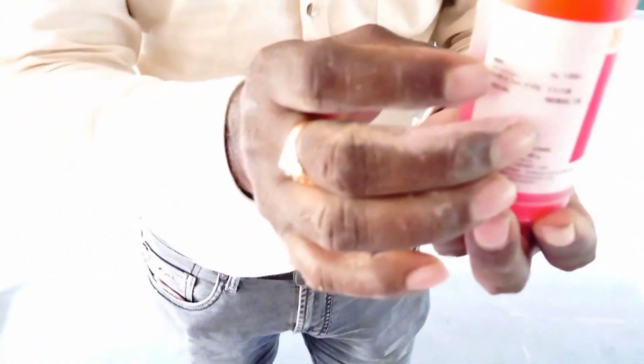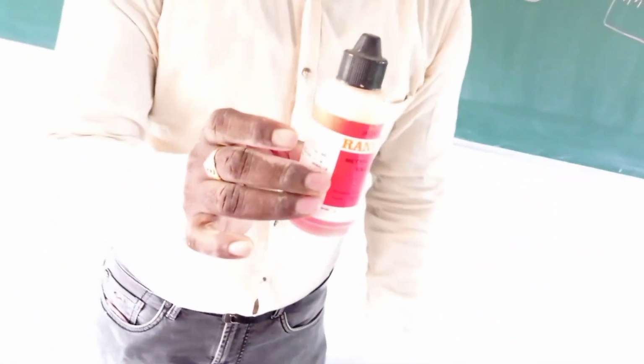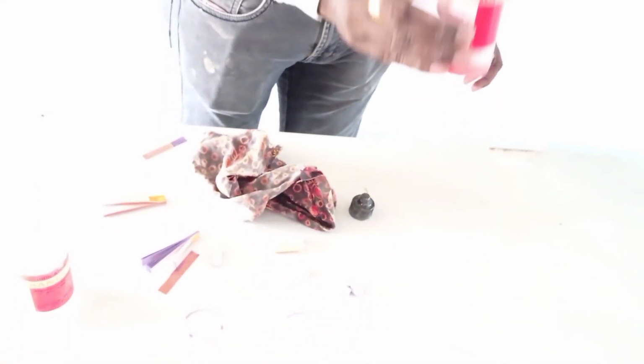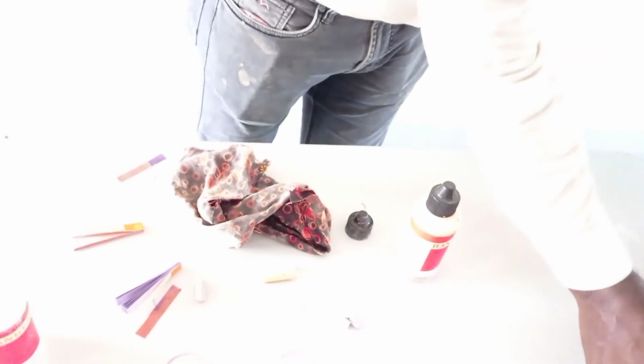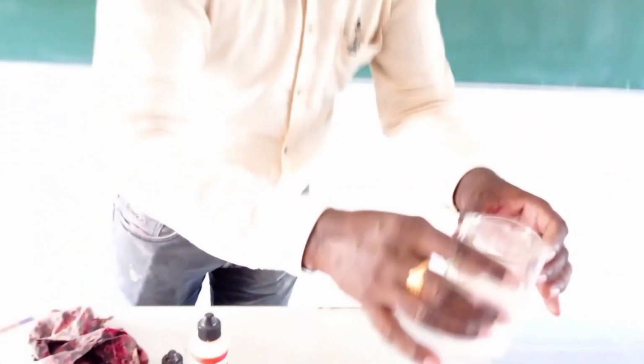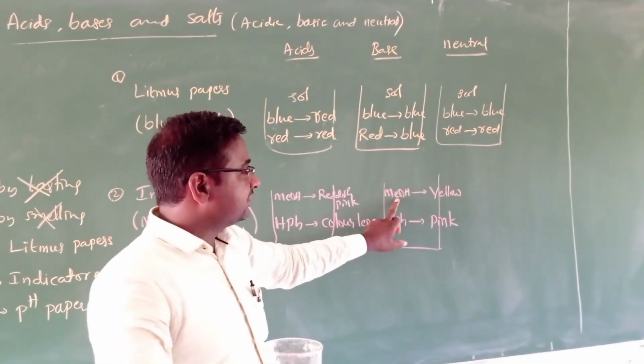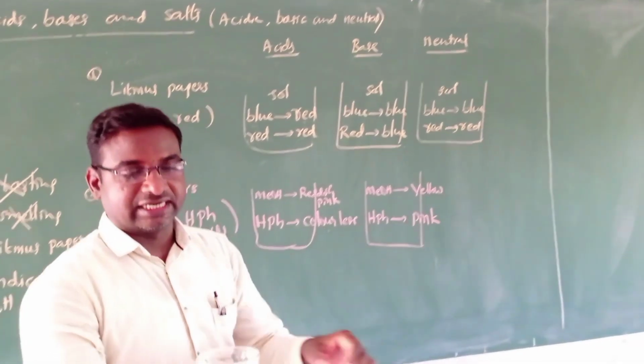Now, if phenolphthalein is not available for us, then let us go for methyl orange. This is the methyl orange. Methyl orange is generally an orange color solution. It is basic in nature. Now let us test acids and bases with this methyl orange. First let us take the basic solution. Here I have taken the basic solution. Now in this basic solution methyl orange exists as yellow color. Right. Let us see.